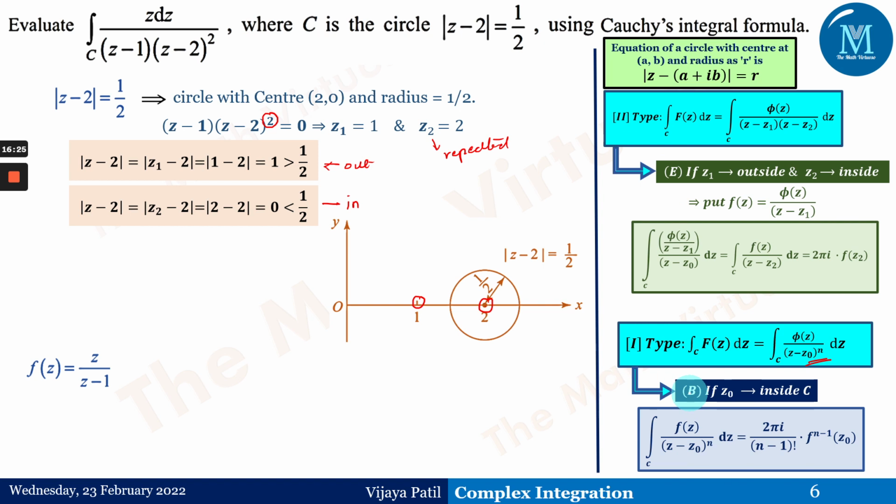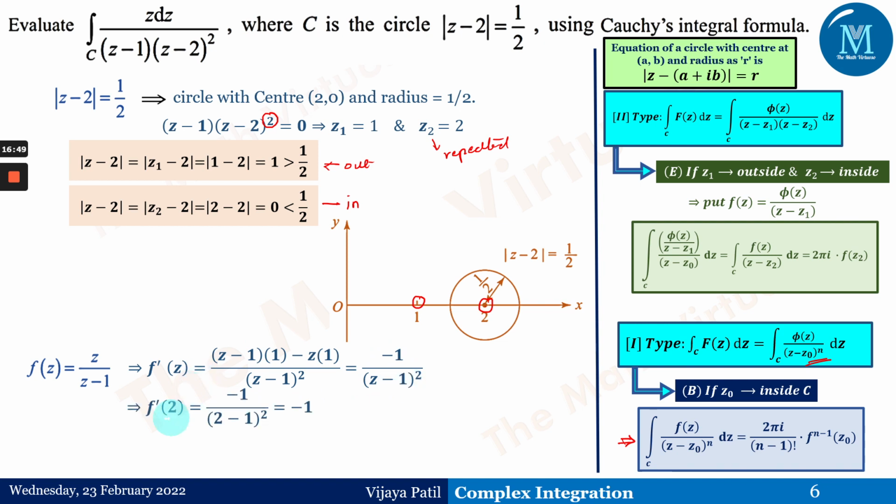Under type 1, we go with part b, where the point is inside, and we use the formula for the derivative: 2 pi i upon n minus 1 factorial, times the n minus 1th derivative of f at the point z0. Therefore f of z is z upon z minus 1, and we take the differentiation of that, which comes out to be minus 1 upon z minus 1 the whole square, by the simple u by v formula. So f dash of 2, the point which is in, is minus 1, and hence the final answer is minus 2 pi i.